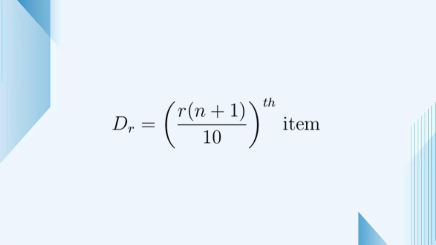Now, we shall see how to compute deciles for ungrouped data. First, arrange the data in ascending order of magnitude. Then, if the number of observations is either even or odd, the decile is computed using the formula decile is equal to r into (n plus 1) divided by 10th value.